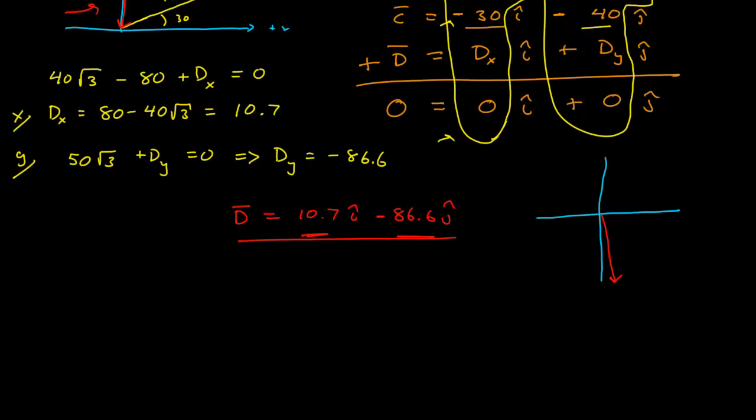All right. So now we want to find what sort of magnitude it is and how it is oriented from the positive x-axis. So the magnitude is the square root of the sums of the squares of the components. So the square root of 10.7 squared plus 86.6 squared, and that I just plug into my calculator, which gives me 87.3, say, meters. And now I want to know how it is oriented counterclockwise from the positive x-axis.